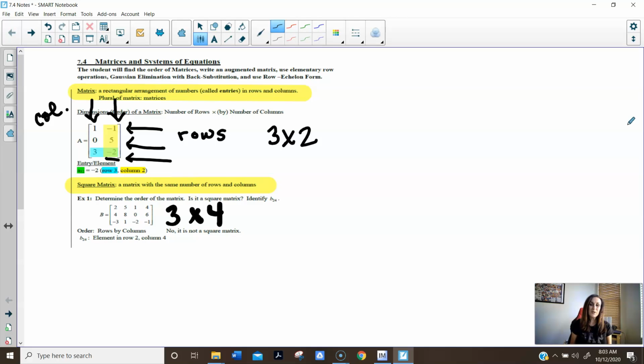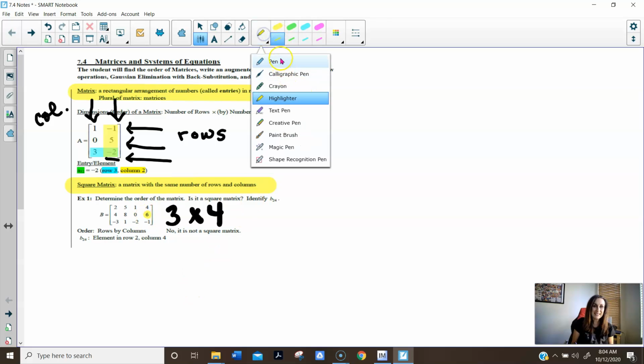It wants us to list the element in this matrix. We're calling it matrix B, and we're looking for B2, 4. So 2 stands for the row, so you'll go down 1, 2, second row, and then 4 is over to the 4th column, and then you look for that number. So I'm going to switch that to a highlighter. And that would be this number right here. And so that entry is 6.